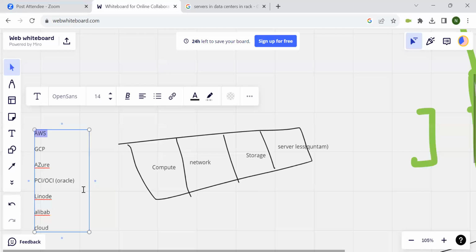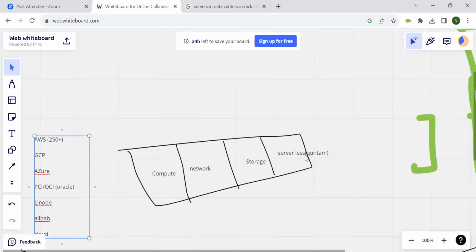Initially, the top leader is AWS. Why? Because it is much cheaper than other services, and AWS provides you almost 250 plus services in their cloud. Services in the sense of EC2, S3, Route 53, Lambda, RDS. There are a lot like this. These services are related to different things, as I mentioned here: compute, network, and all. We'll talk about those also.